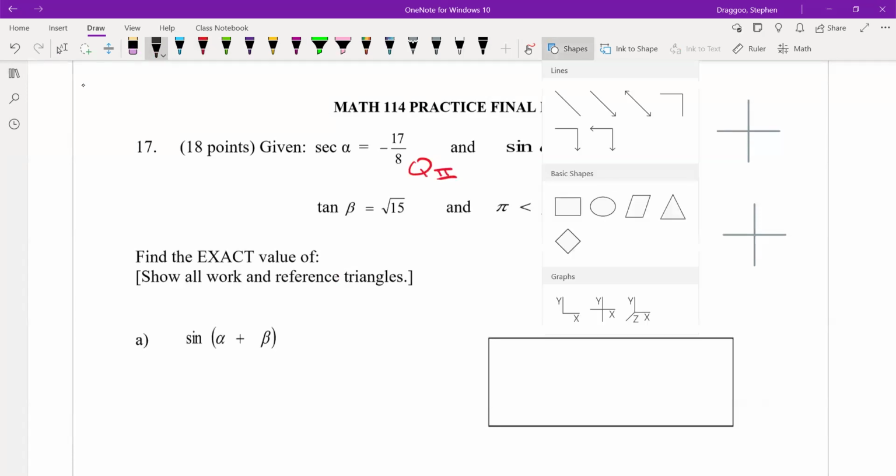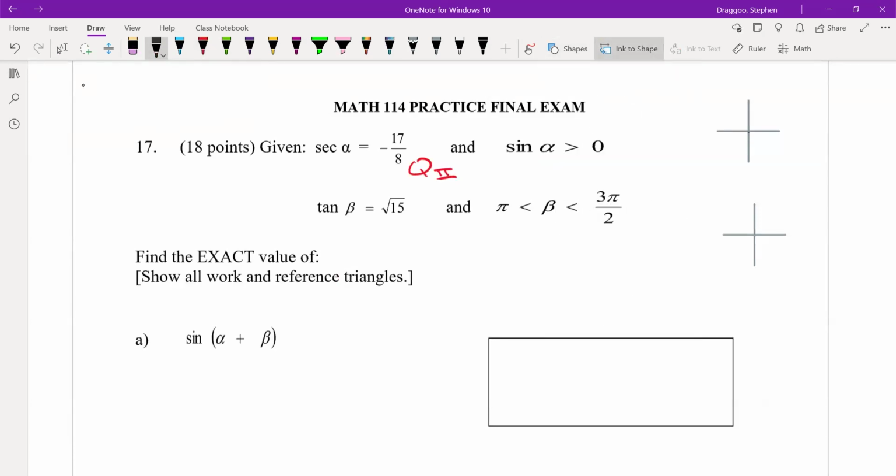So I'll make sure to draw my triangle up here in the second quadrant. That means that alpha is going to be this angle over here, measured from standard position into the second quadrant.